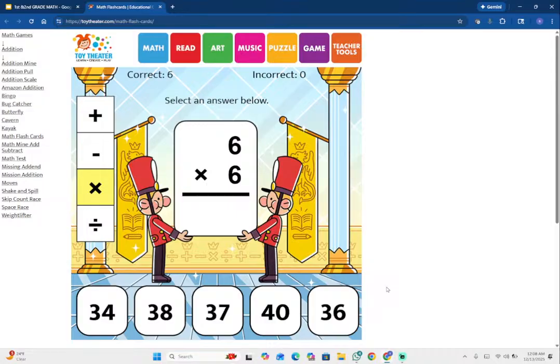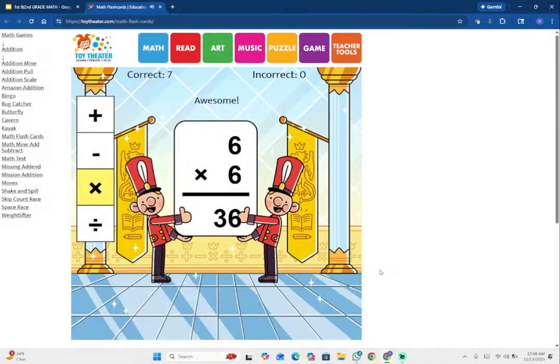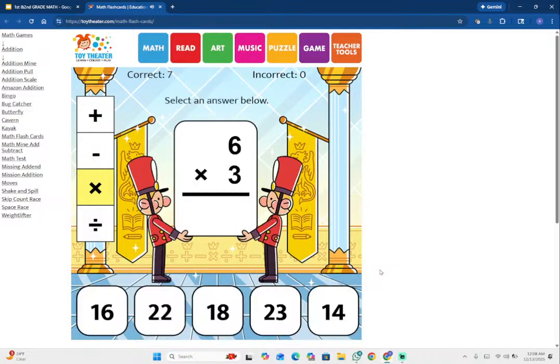So this means there's 6 sets of 6. So 6 plus 6 plus 6 plus 6 plus 6 plus 6. If you do the addition, you get 36. Remember to use the smaller number as the number of sets. So this means there's 3 sets of 6. So 6 plus 6 plus 6. 18.